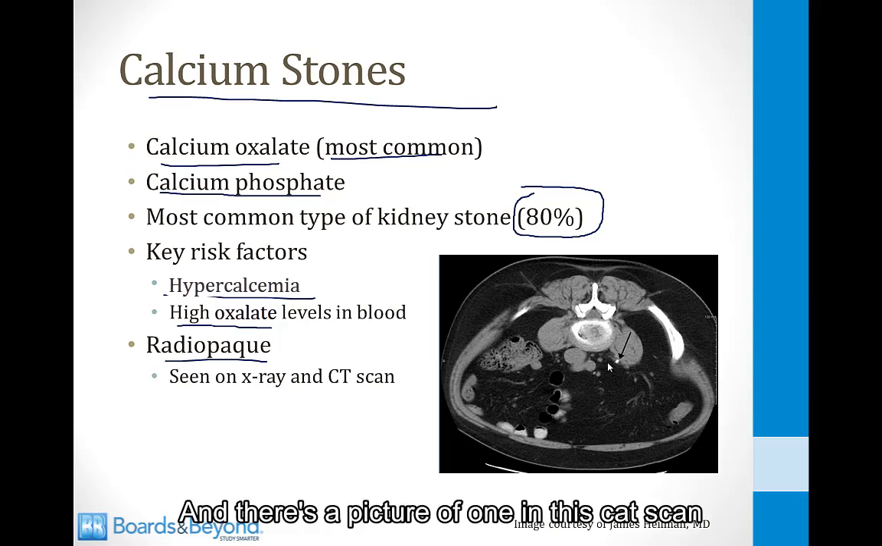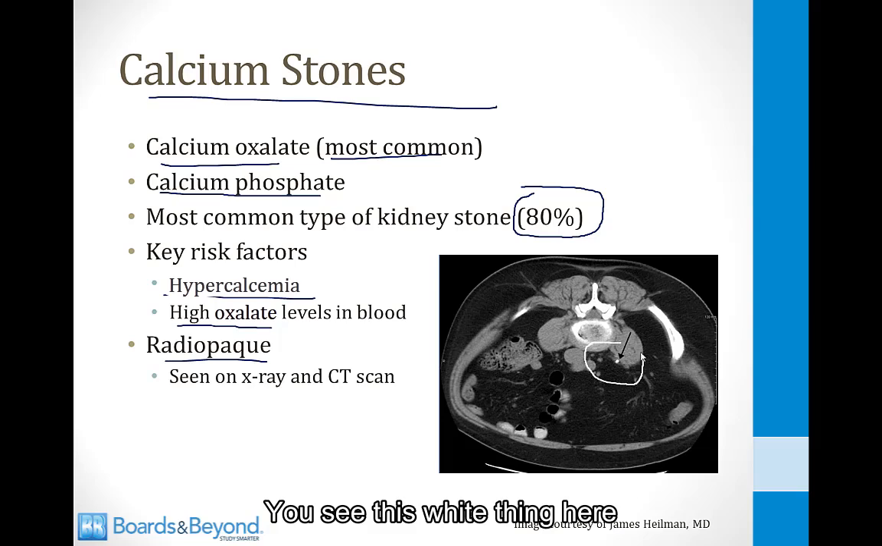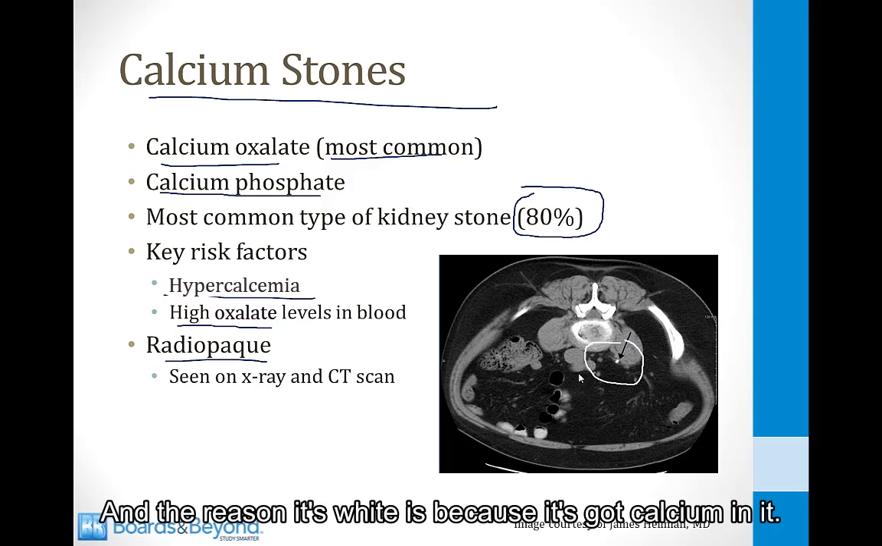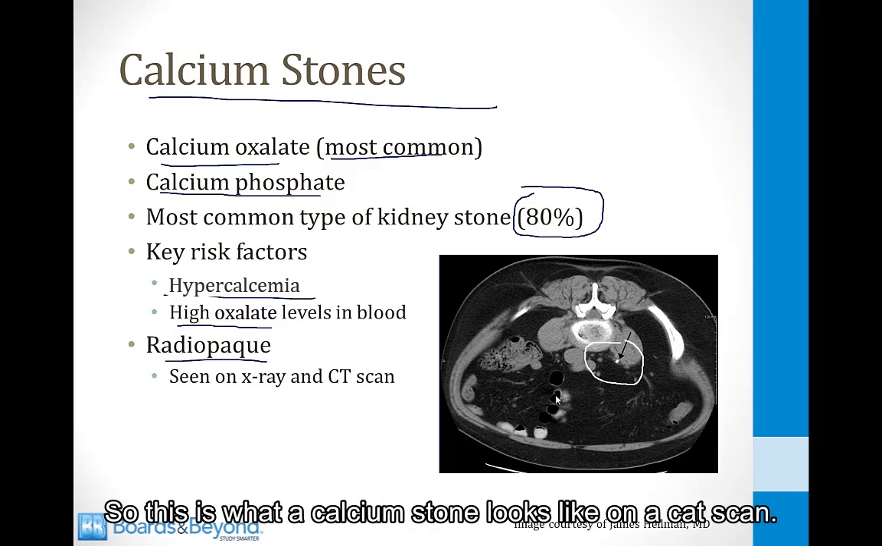And there's a picture of one on this CAT scan over on the right. You see this white thing here, which is in the ureter, and it's very small, but there shouldn't be any white substance there. And the reason it's white is because it's got calcium in it. So this is what a calcium stone looks like on a CAT scan.